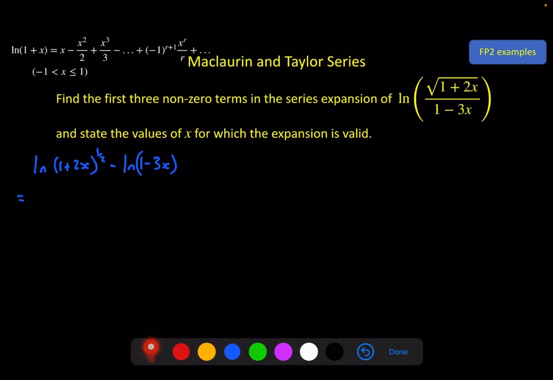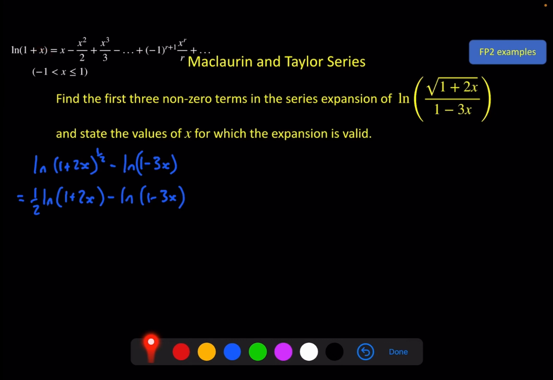And the next step then, this is okay, I can substitute minus 3x in place of x there, but I need to get rid of this half because that doesn't match this, and bring that half in front instead. Minus the natural log of 1 minus 3x. So now I'm ready to put in the expression 2x here for x and minus 3x here for x.